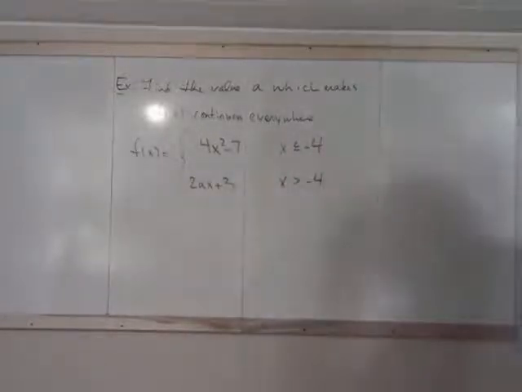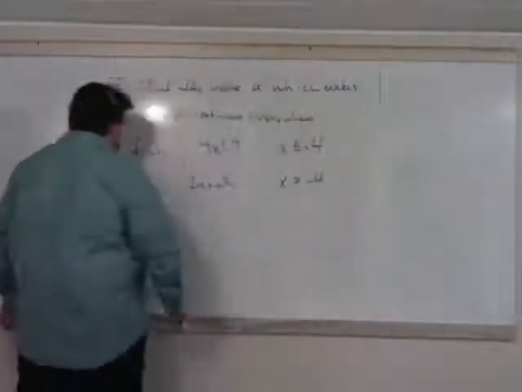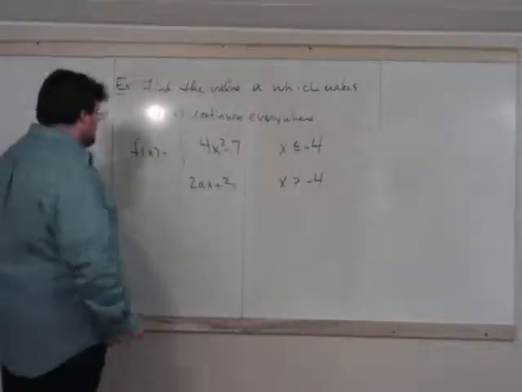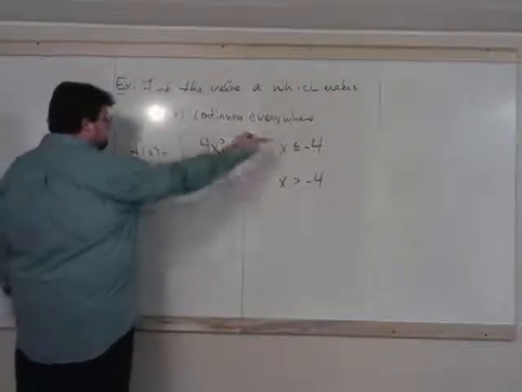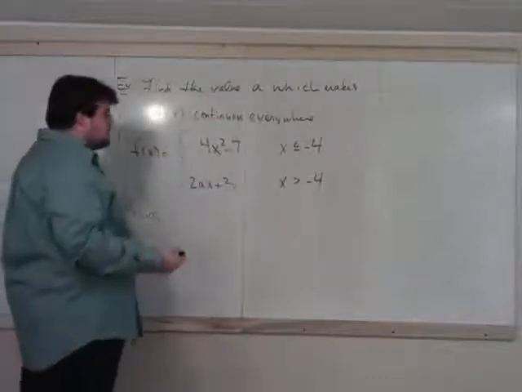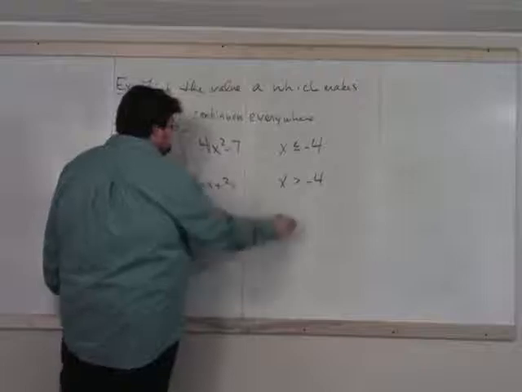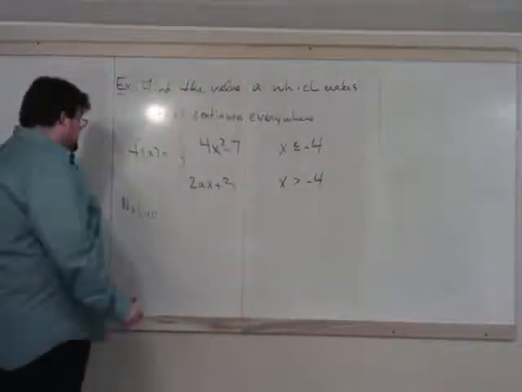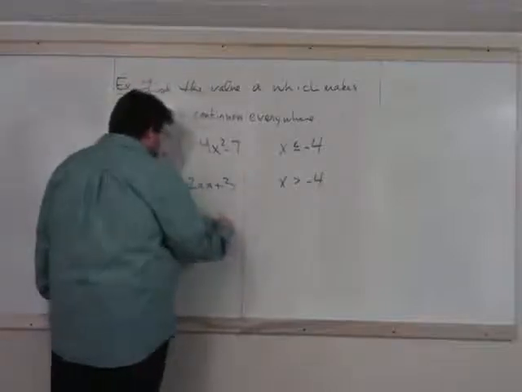So we want this function to be continuous everywhere. The first observation we make is that this is just a parabola on that side of -4, and this is just a line on that side of -4. They're both polynomials, so this is continuous on its domain, and this is continuous on its domain. So overall, f is continuous already.